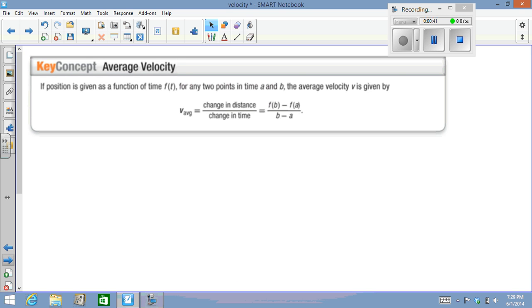So average velocity. In an average velocity, I'm going to be using 2 points, and they're going to give me a particular point A and a particular point B. So usually like time 1 and time 2 or something like that. And that would be my A and my B. So basically to find the average velocity, I'm going to find the change in distance over the change in time. If you notice, f of B minus f of A over B minus A should look kind of familiar to you because it is the slope formula. So basically you're just using the slope formula in order to find the average velocity.